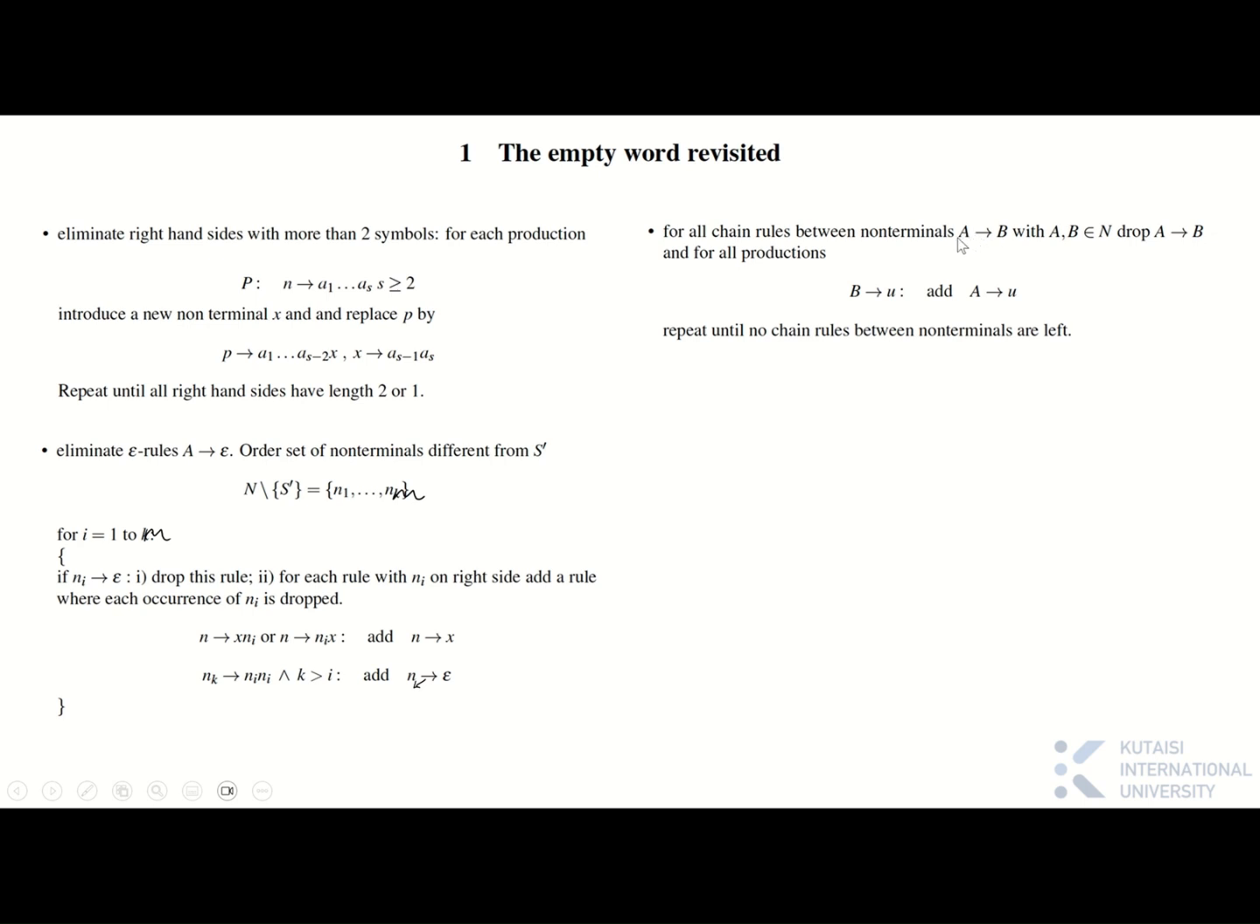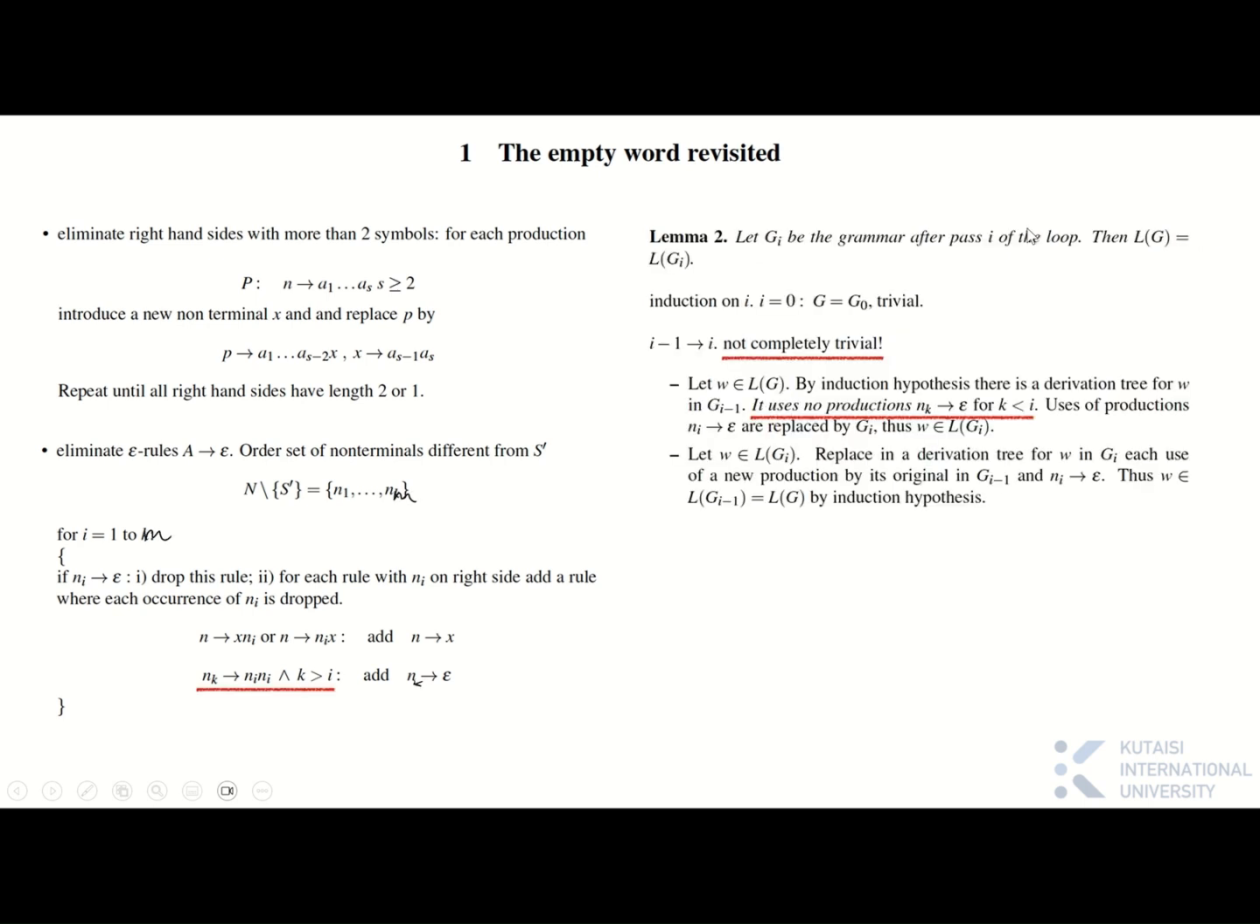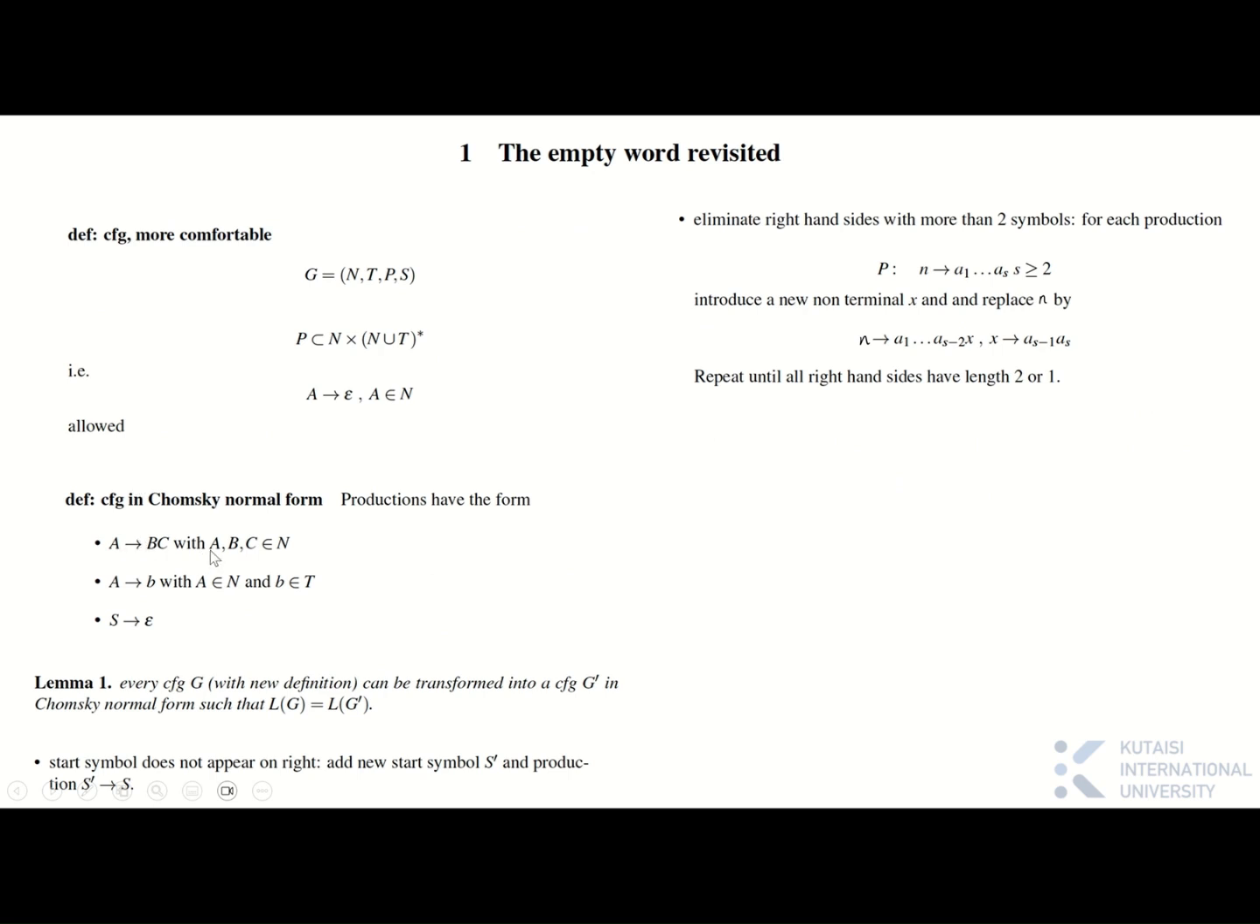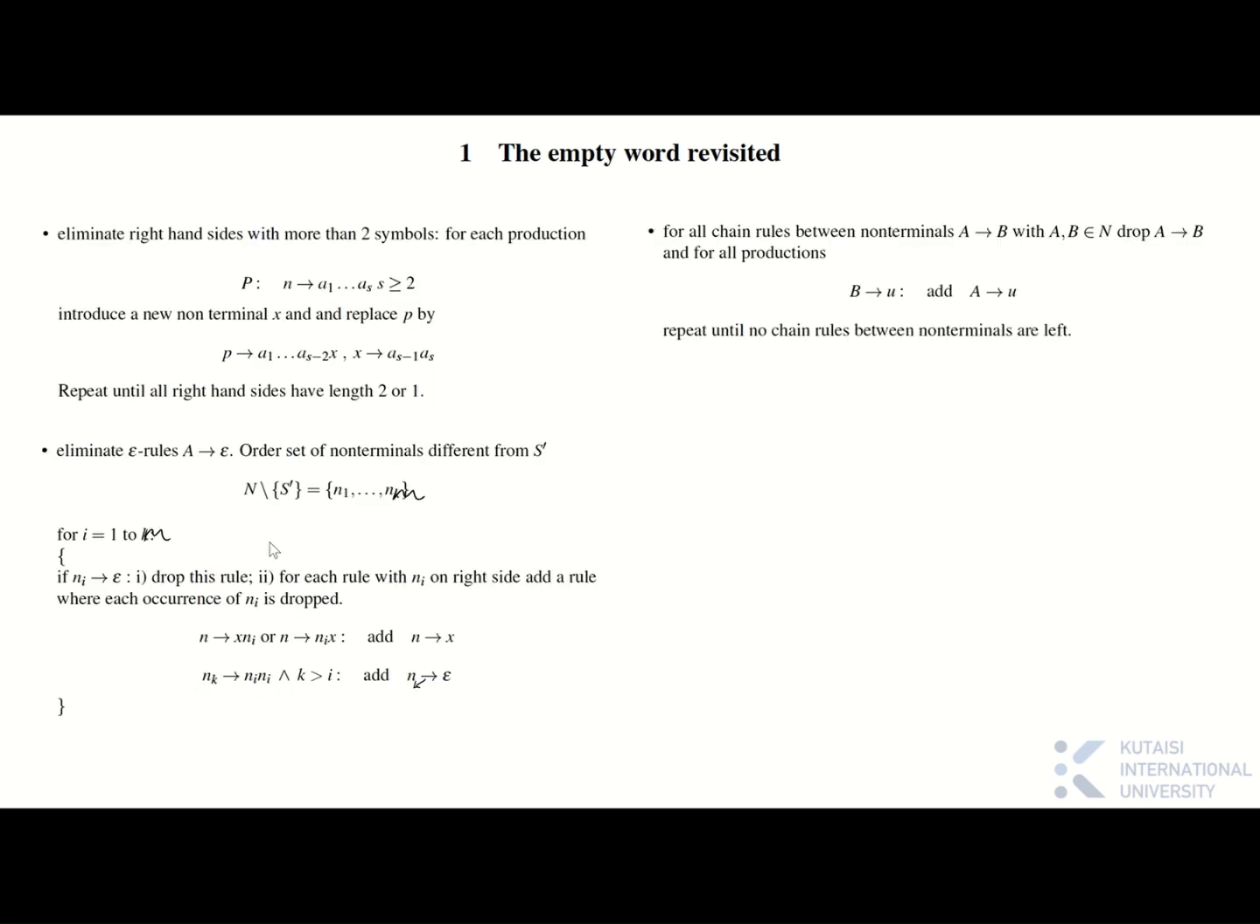So if I have two non-terminals, A implies B, I didn't allow this in Chomsky normal form. In Chomsky normal form, I only have A implies BC, where B and C are two non-terminals, and A implies B where B is a terminal. So you cannot have X implies Y with both of them being non-terminals. So if you have a rule like this, A implies B with both non-terminals, I just remove this rule, and for all productions that I have B implies U, I will add A implies U.